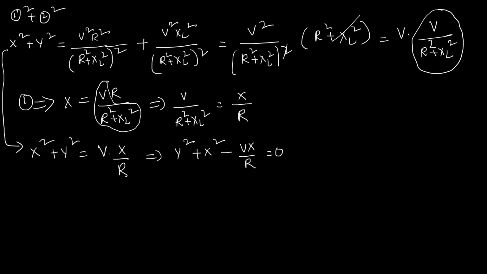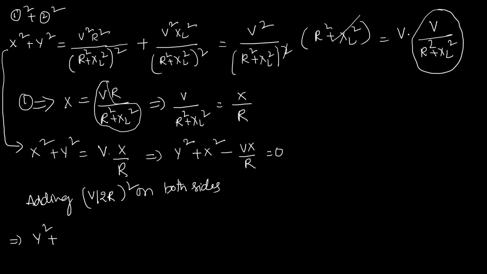In order to have an a minus b whole square form, what should we do now? We should add some term. So what should be that added term? We are adding V by 2R whole square on both sides. So if we add, then we'll be getting y square plus x square minus V x by R plus V by 2R whole square is equal to V by 2R whole square.